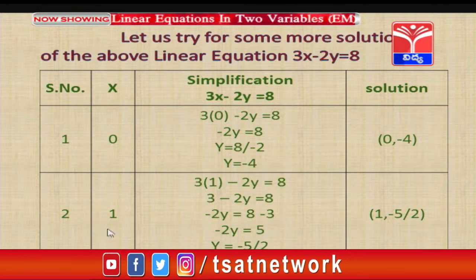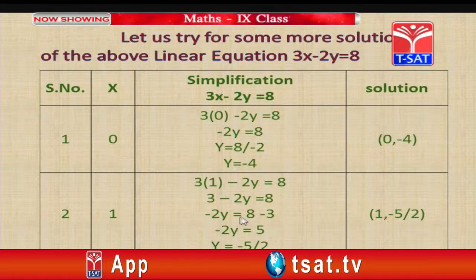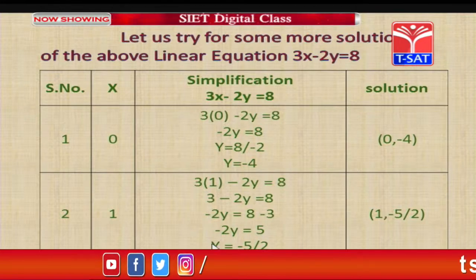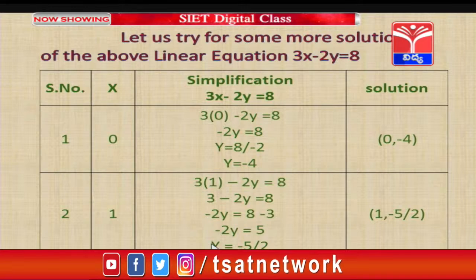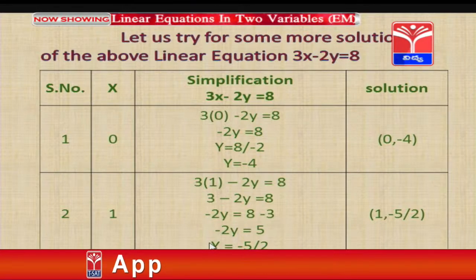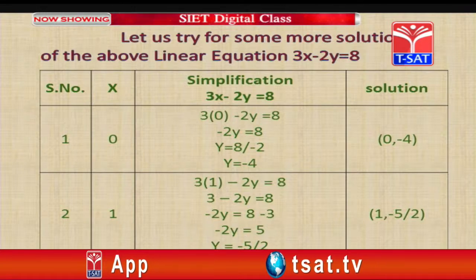Suppose if I take x value as 1, what happens? Let me see. 3 into 1 minus 2y is equal to 8, 3 minus 2y is equal to 8, minus 2y is equal to 8 minus 3, where minus 2y is equal to plus 5, y is equal to 5 by minus 2. The minus we do not consider for the denominator, we transfer it to the numerator, that is the reason y can be written as y is equal to minus 5 by 2.